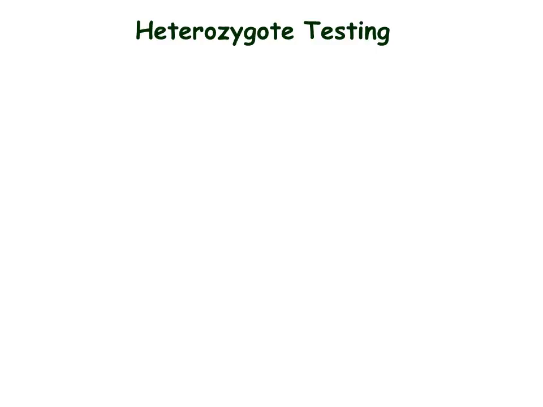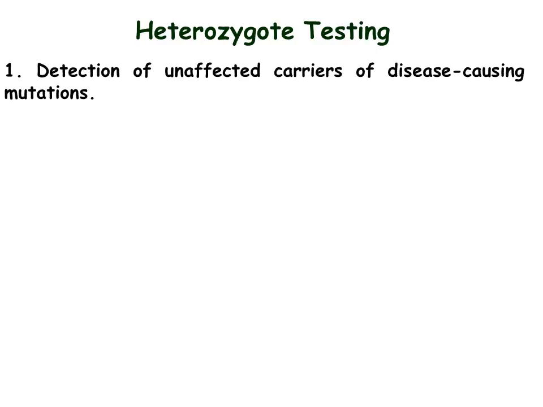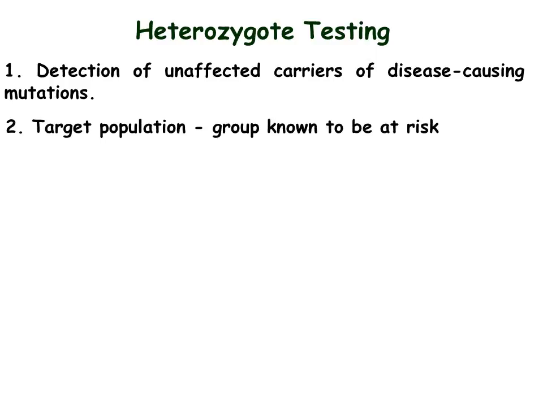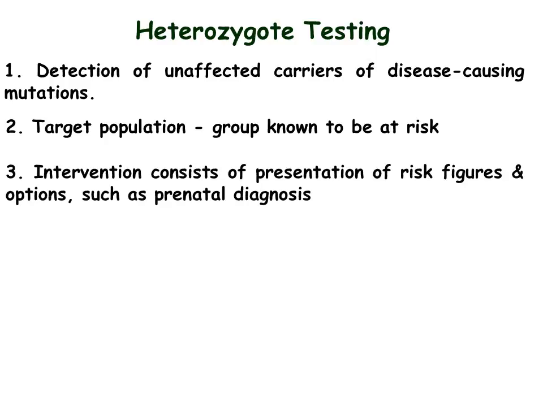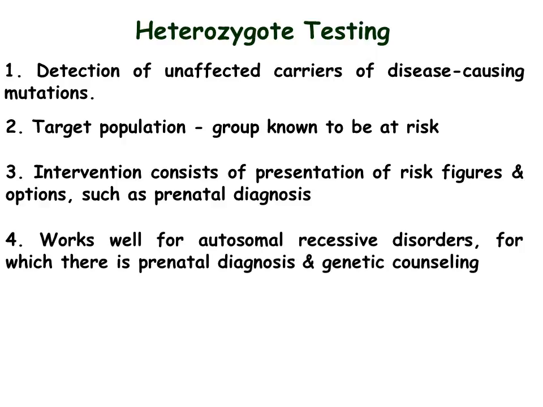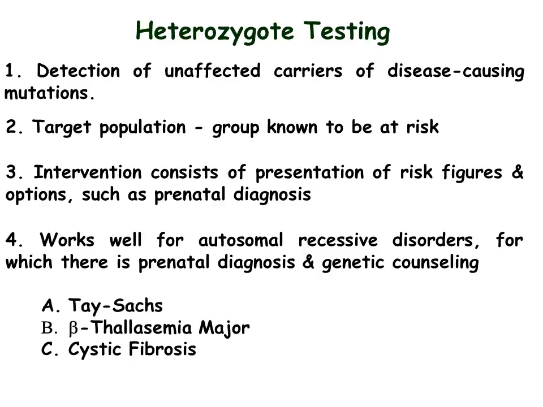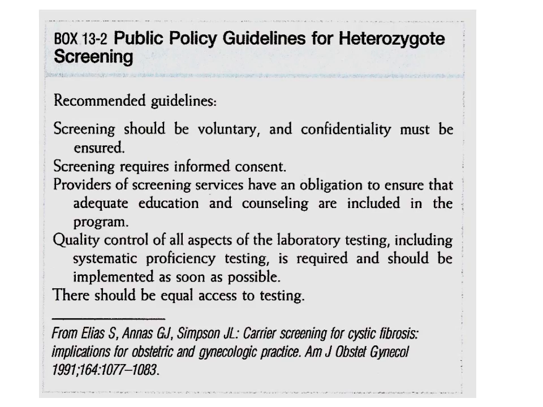So what we're really talking about is heterozygote testing. We're detecting unaffected carriers of disease-causing mutations. Our target population has to be a group that's known to be at risk. Intervention consists of a presentation of risk figures and options, such as prenatal diagnosis. It works well for autosomal recessive disorders for which there is prenatal diagnosis and genetic counseling, and this includes Tay-Sachs, beta thalassemia major, and cystic fibrosis.